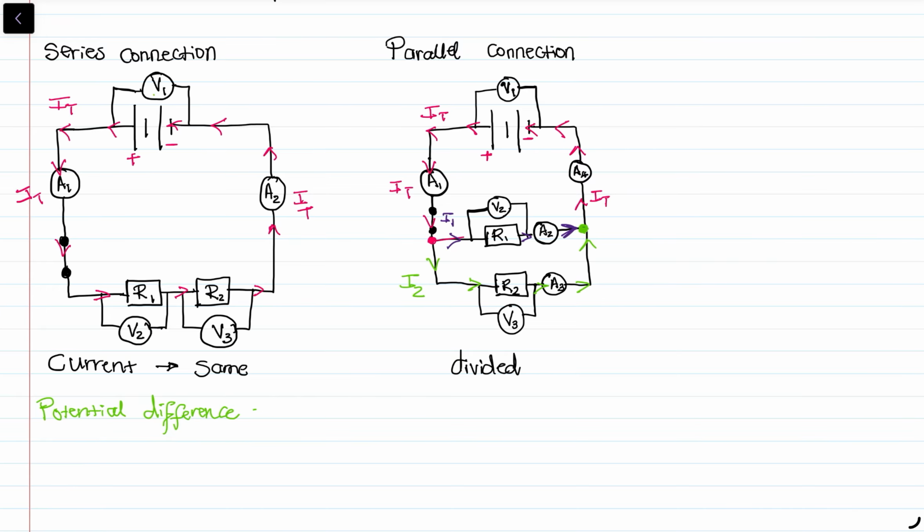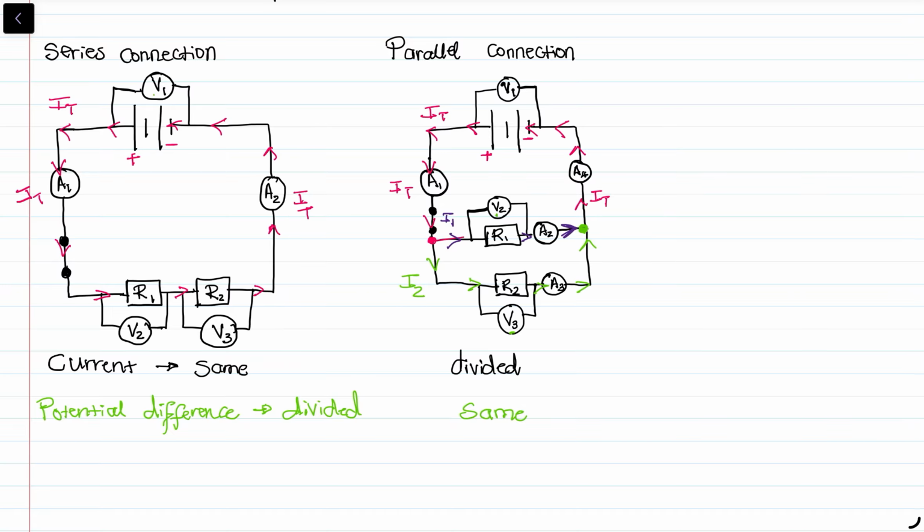Remember, potential difference is the energy transferred, right? Meaning that in series the energy is divided, and in parallel the energy for the other two is the same. So the voltage that you're gonna get for V1 and V2 is gonna be the same as the one that you get for V3. I think I showed you there, and I hope that you understand. If you still have questions, you can ask in the comment section. I will be there to answer your questions.